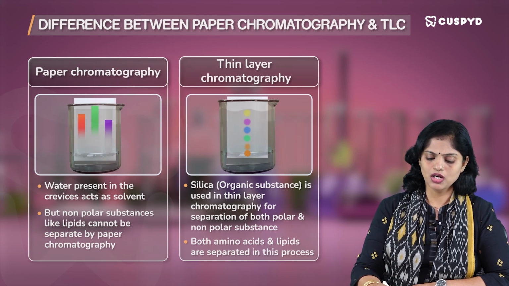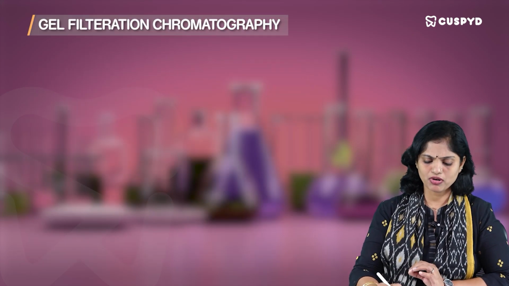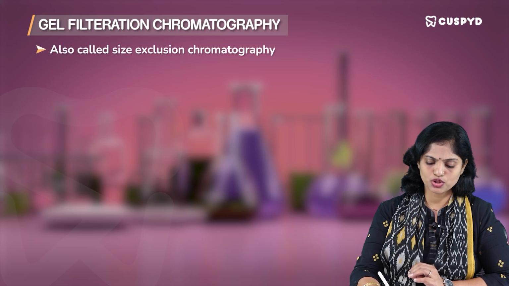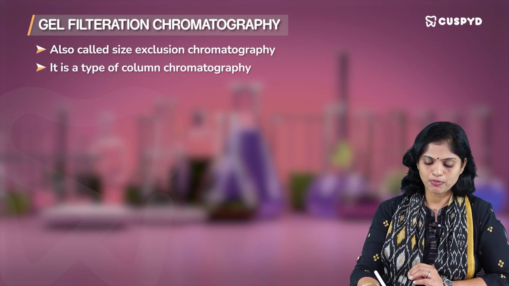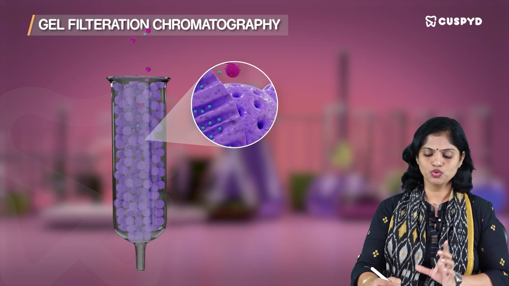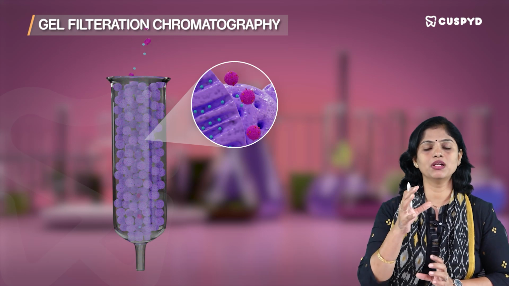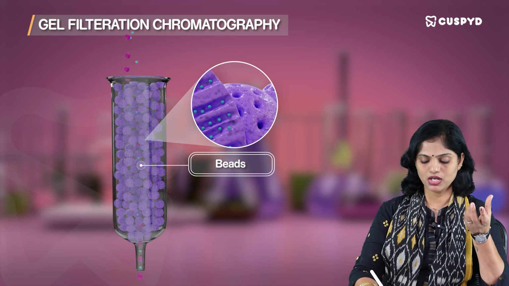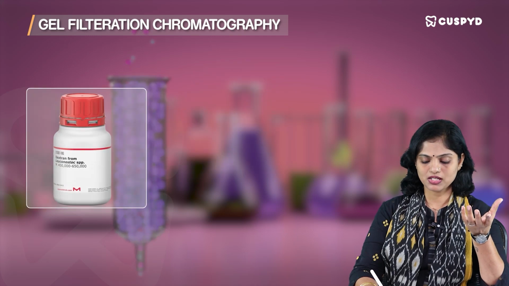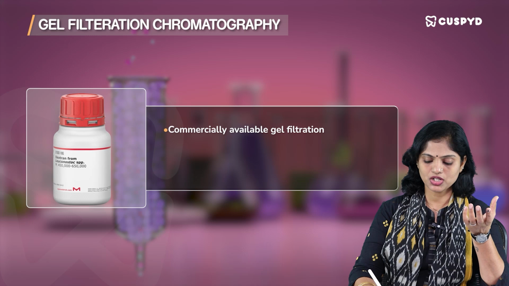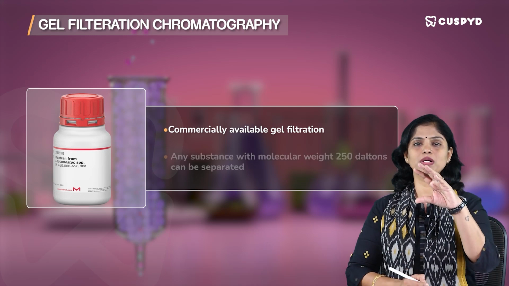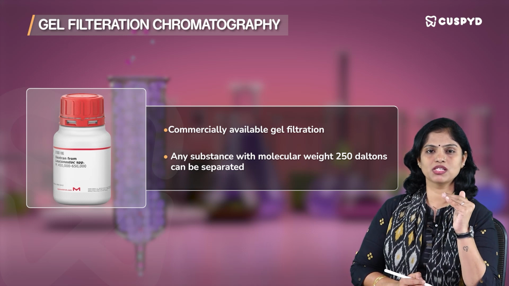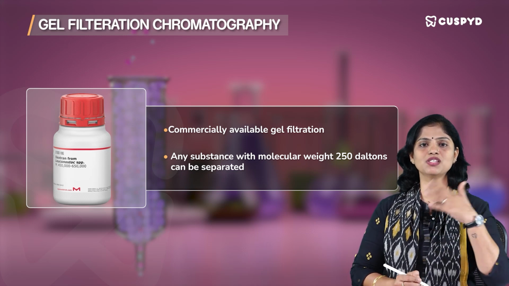Then you're talking about gel filtration chromatography, a very important one. This is also called size exclusion chromatography. This is a type of column chromatography. In column chromatography, you have a column in which you will pack this. You will have commercially available beads that are available based on size. For example, Sephadex is a commercially available gel filtration matrix. Suppose you want to take Sephadex G250, that means the exclusion limit, the molecular weight of the compounds that you can separate, anything that is less than 250 Daltons, you will get separated.